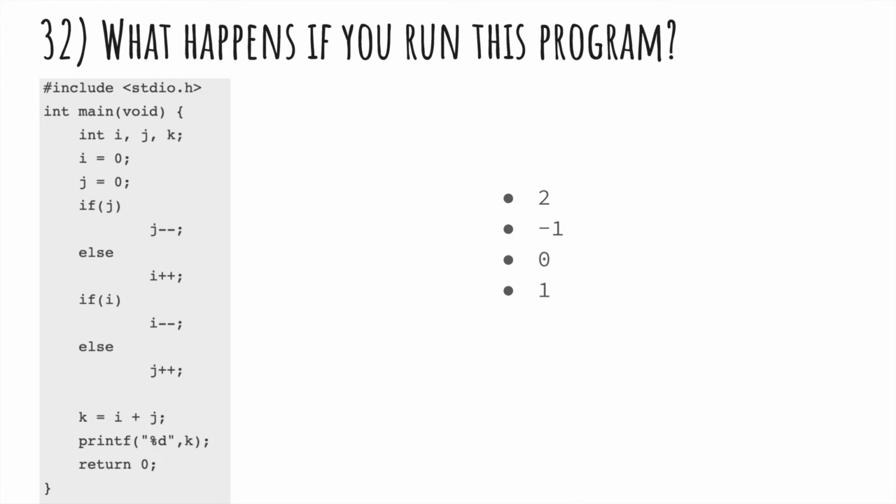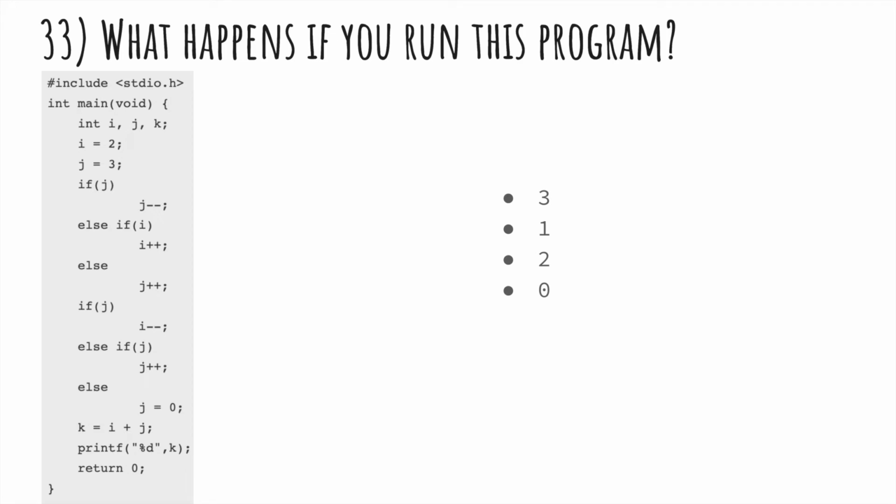How about in this case? Well, you have if j is 0, so that's not true, so we'll go into the else statement and add 1 to i, so i is equal to 1. If i, that's true, so we'll subtract 1 from i, and so i is now 0. And then since the if was true, we don't go into the else, then k equals i plus j, which is 0 plus 0, and your answer is 0.